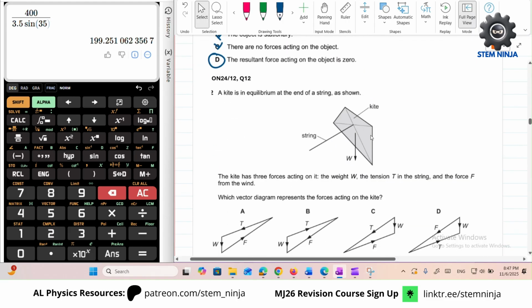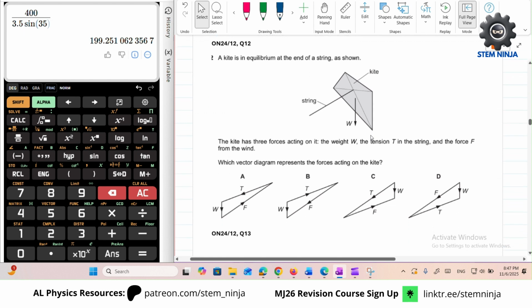A kite is in equilibrium at the end of a string as shown. The kite has three forces acting on it: weight, the tension T in the string, and the force F from the wind. Which vector diagram represents the forces acting on a kite?